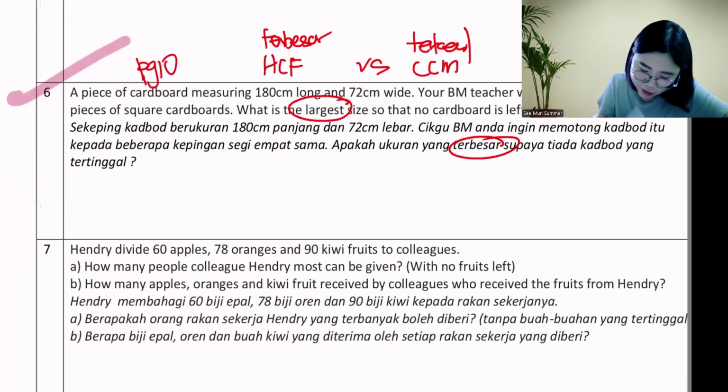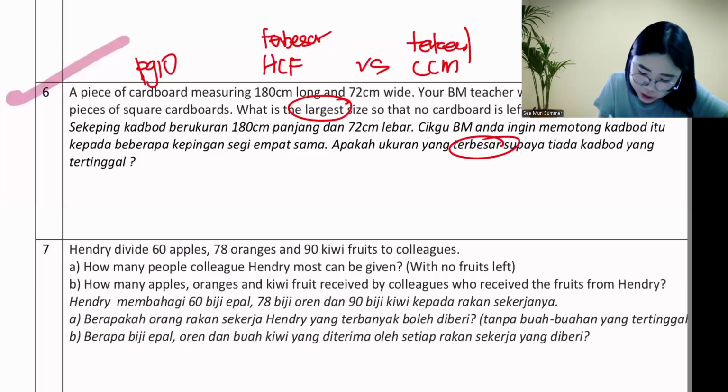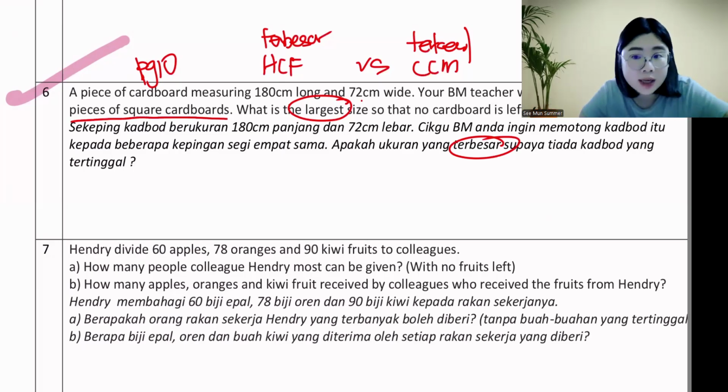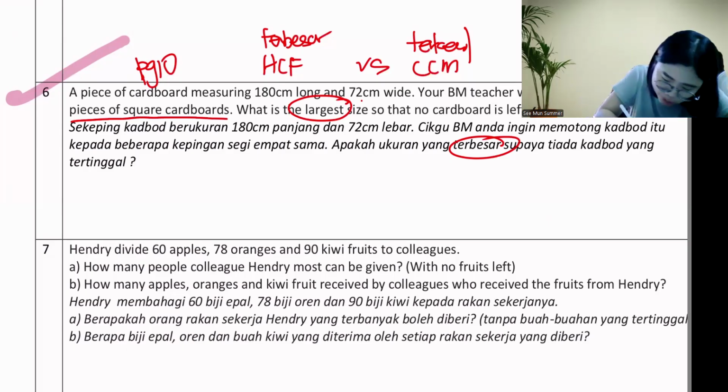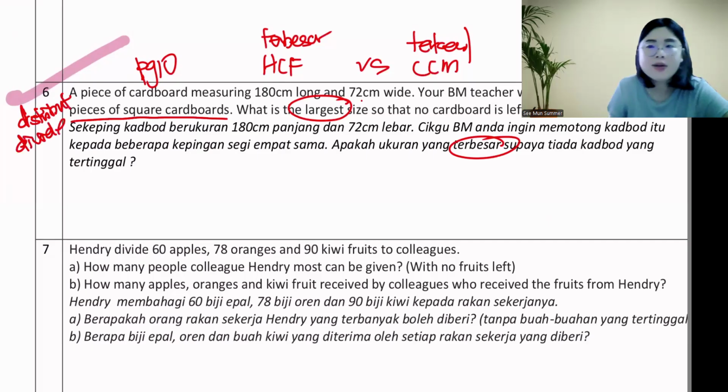You can also find yourself, you see, a piece of cardboard measuring 180, 72, and then your BM wants to cut into several pieces of square cardboard. You see the keyword already? They want to distribute, right? They want to divide, correct? So these are the keywords for HCF.